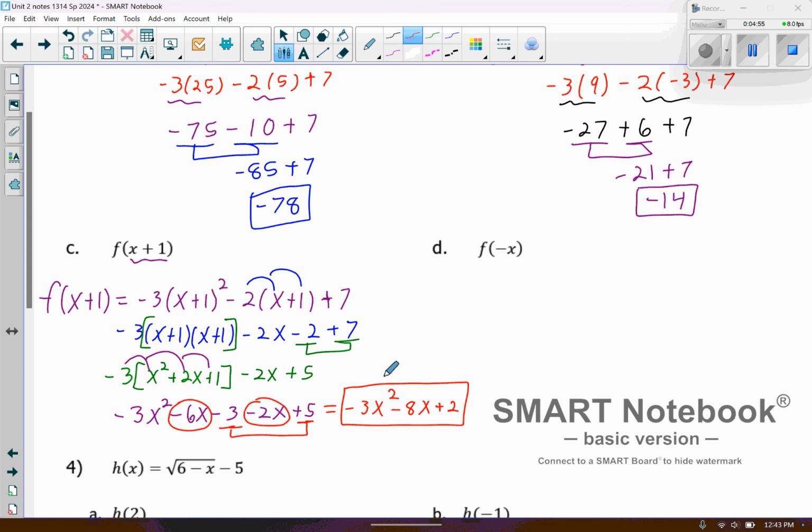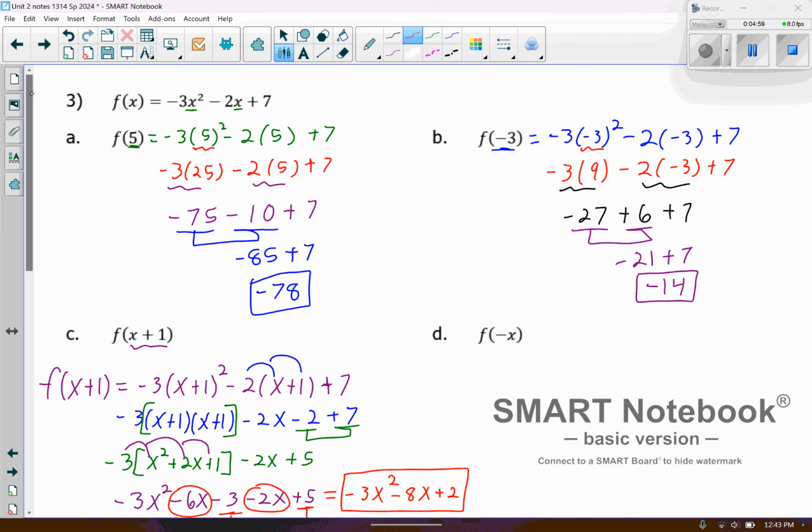Okay, the last part, part D, I'm going to scroll back up so I can see the original function. And so we're going to plug that negative x in there. So let's see, we're going to have negative 3 times negative x squared minus 2 times negative x plus 7.